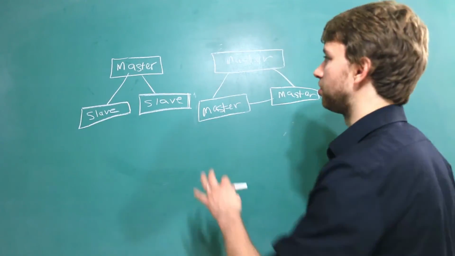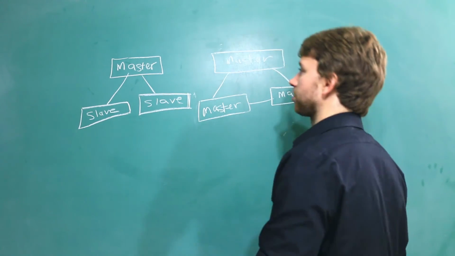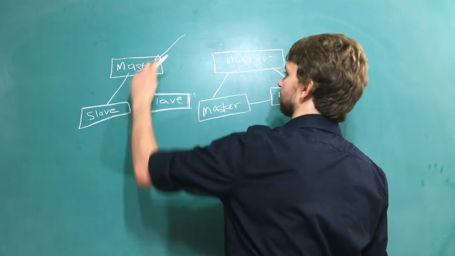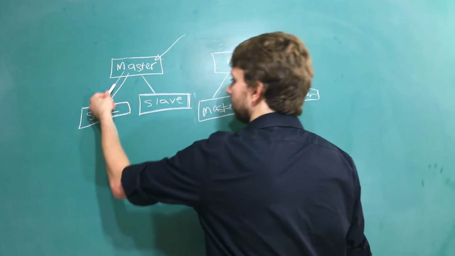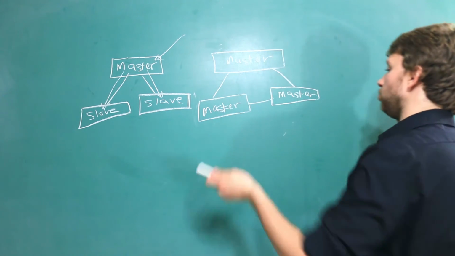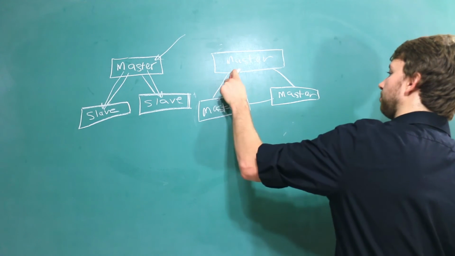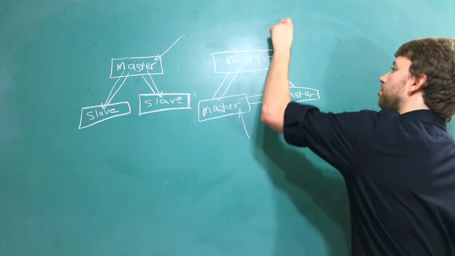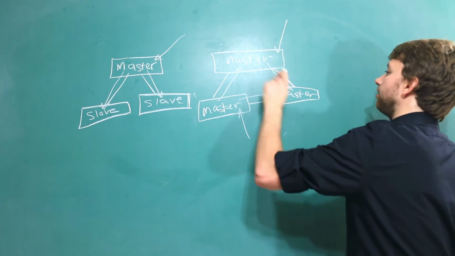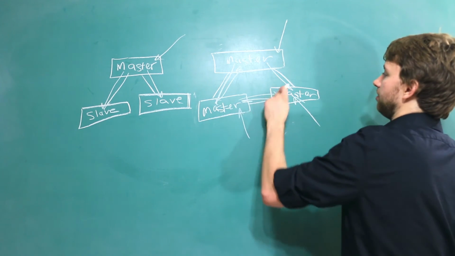Let's compare these two topologies. So this is the master-slave topology. And the way this works is you write data to the master, and then that data gets transmitted to the slaves. The master-master, you can write to any of these things. So you could write to this one, and that data will be propagated to the other masters. Or you could write to this one, and it will propagate to the other masters. Or you can write to this one, and it'll propagate to the other masters.